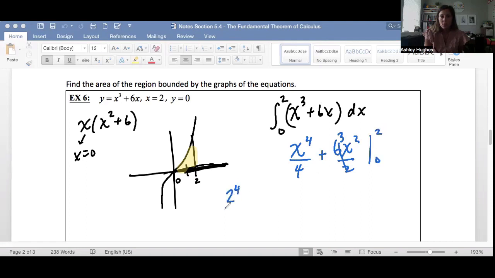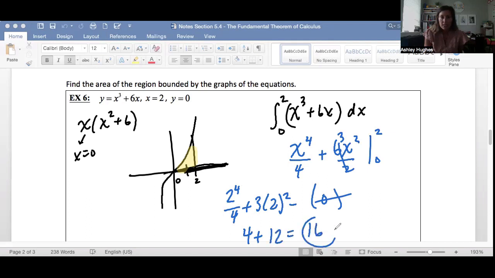So you're going to have 2 to the 4th over 4 plus 3 times 2 squared minus, you're going to get 0 for both of these. So you don't have to worry about that. So 2 to the 4th is 16 divided by 4 is 4 plus 4 times 3 is 12. So I get 16. That means this area here is 16. So that is that one.